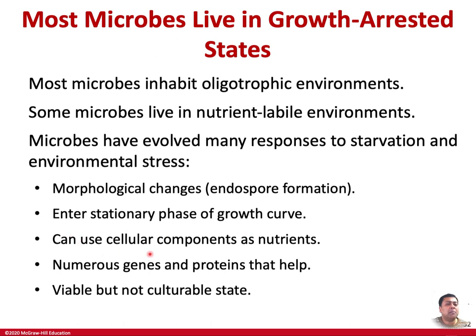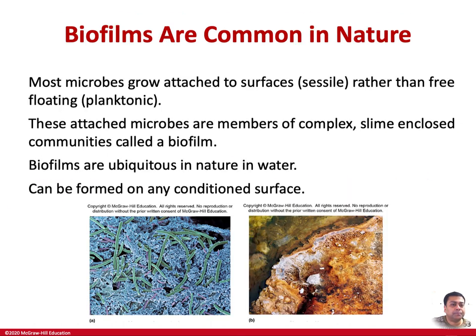A classic example is the slime-layer-forming bacteria, which produce capsules or slime layers outside the cell, made of polysaccharide, which can be used up as a nutrient as well. Numerous genes and proteins also help them get through these tough conditions, but not in a culturable state at this point. So these are some of the characteristics of the response to starvation and environmental stress.